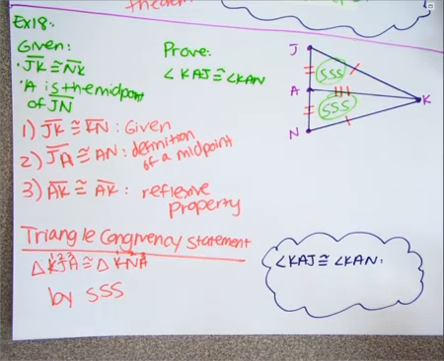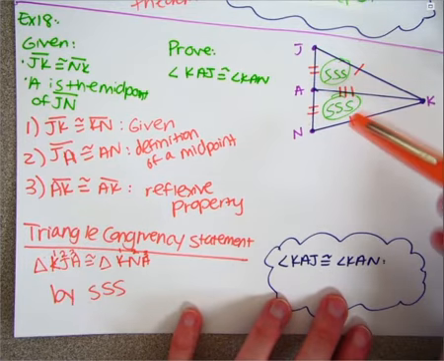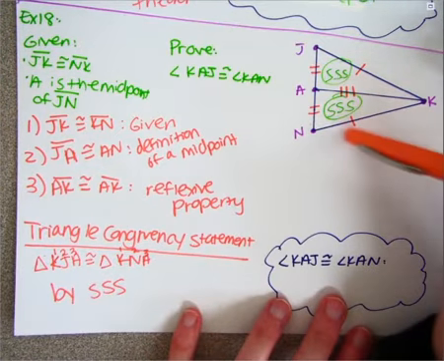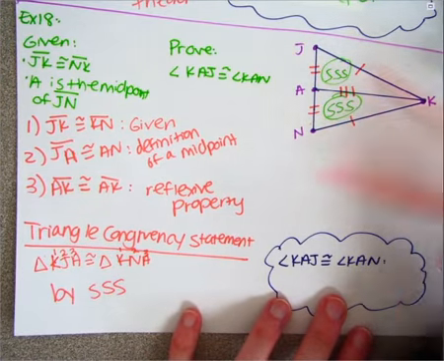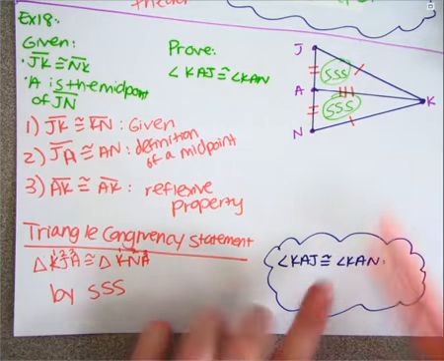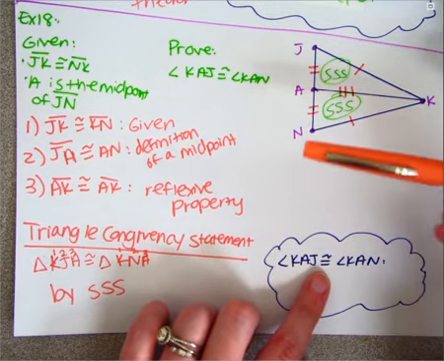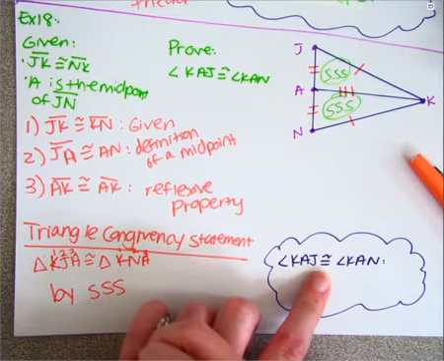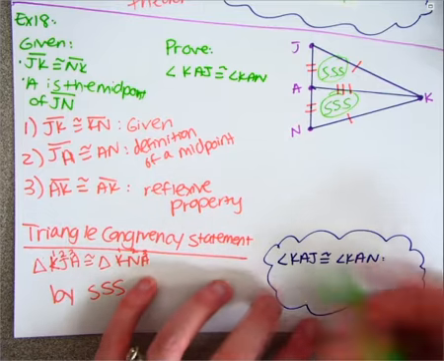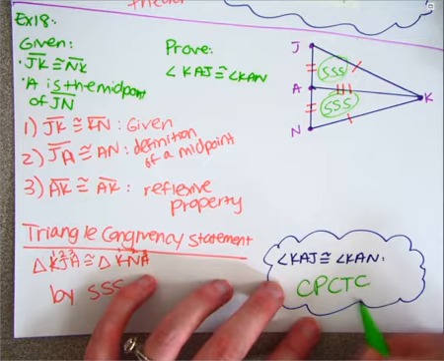Okay, so now that I know that these two triangles are congruent, all I used to show that they were congruent was marking the sides congruent. But now that I know the triangles are congruent, that means everything's congruent. All my sides and all three angles are congruent. So technically angles KAJ and KAN I now know are congruent because my triangles are congruent. So since corresponding parts of congruent triangles have to be congruent, I know these two angles are congruent by CPCTC. Corresponding parts of congruent triangles are congruent.